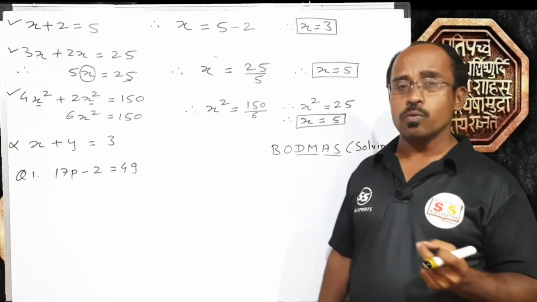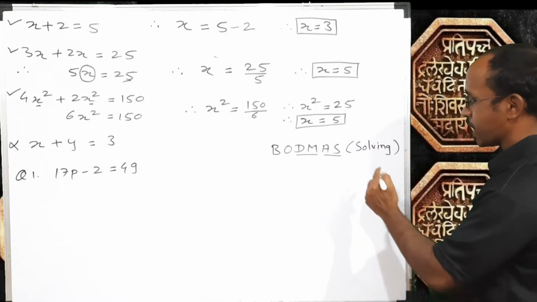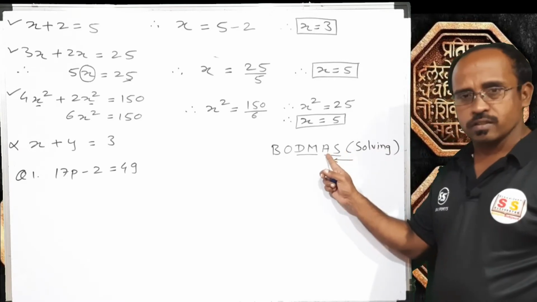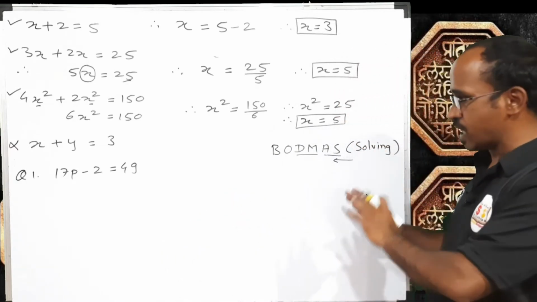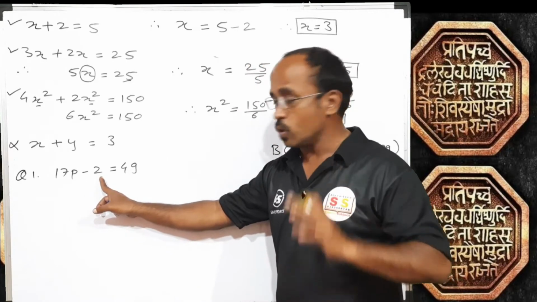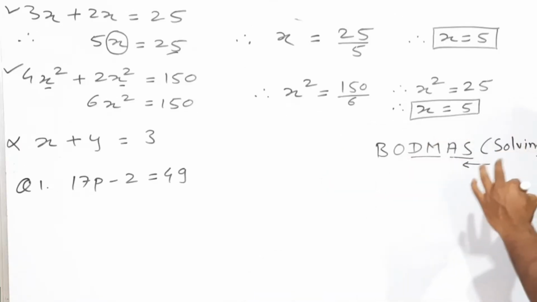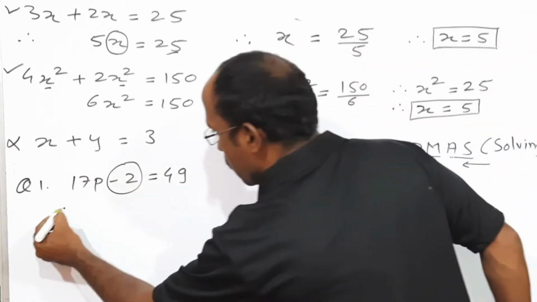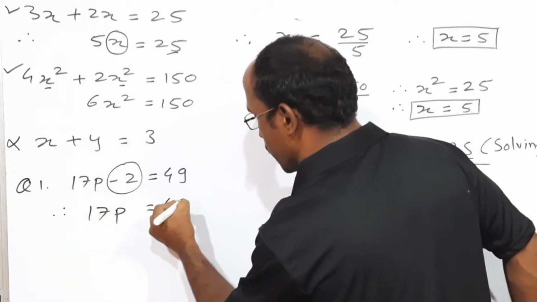But whenever we have to shift or change the side of any number, we have to act opposite to the BODMAS. Means among this subtraction and addition, whichever is there, that will change its side first. So here 17 is multiplying, 2 is doing subtraction. So among these two, subtraction is having higher priority while changing the side. So this 2 will change the side first, right? So what will remain? 17p will remain on the left hand side, which is equals to 49.